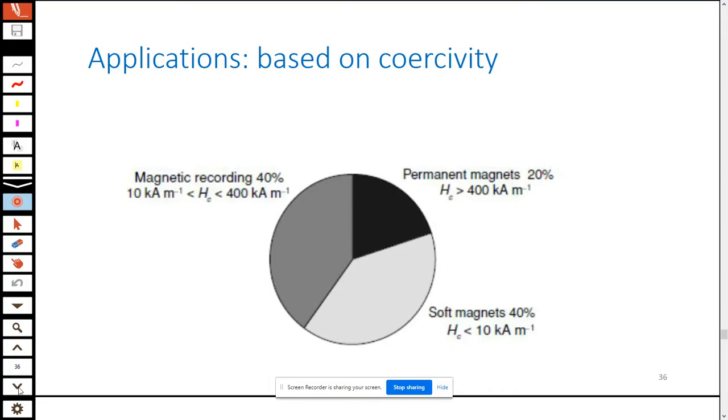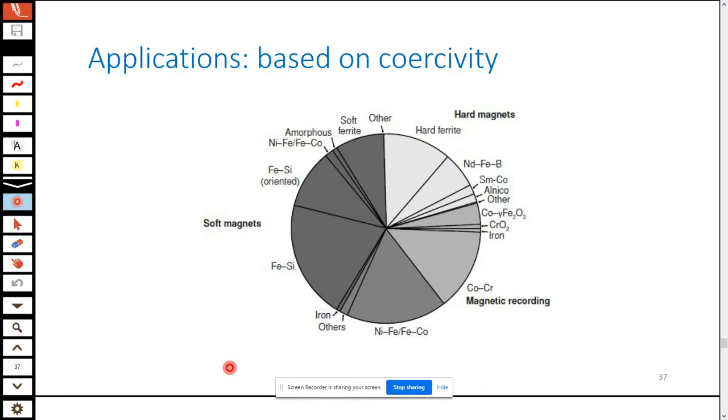Okay, so here I just keep these slides for your reference so that you know what the different applications of magnetic materials are in different areas. So permanent magnet, soft magnet, and magnetic recording. This is a distribution of how much magnetic material is being used in different applications. This is again the same, but with different kinds of material in detail.